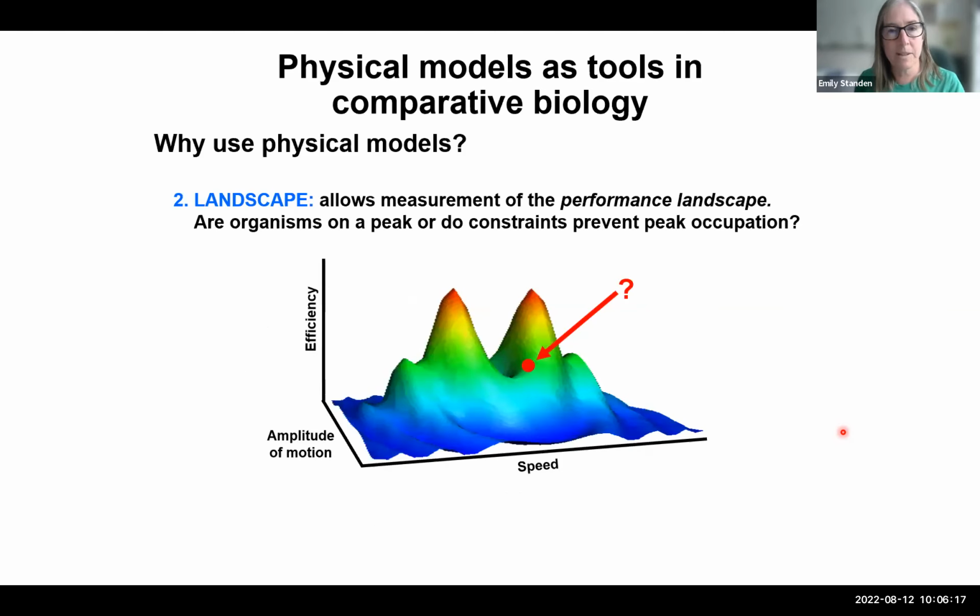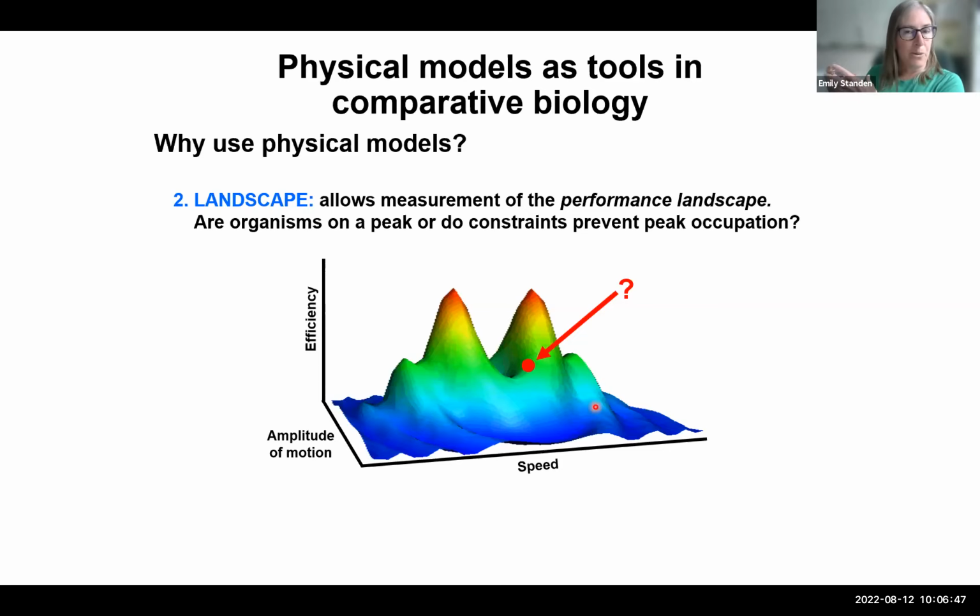In terms of performance landscape, what we mean by performance landscape is, if you look at this figure here, you've got a couple of variables you're interested in: speed on one axis, amplitude of motion on another axis. And with a physical model, you can actually make many different comparisons at different speeds and different amplitudes to create, in measuring efficiency, this landscape of efficiency depending on the speed and amplitude you've got.